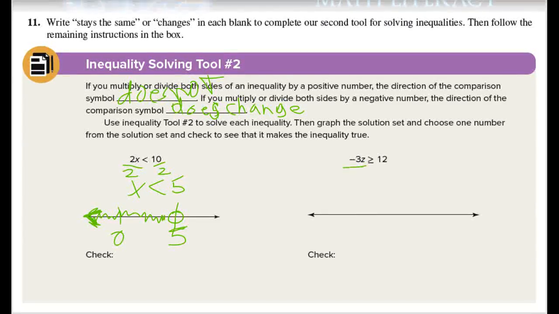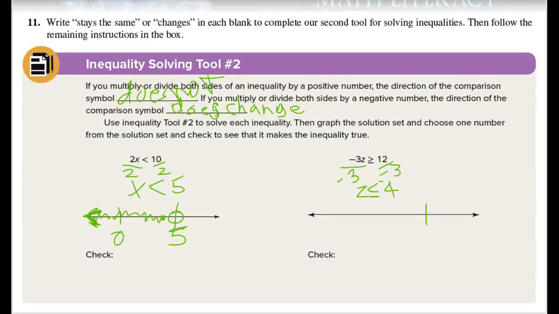If we come over here, same thing. We divide both sides by -3. We end up with z and 4. What we found, though, was we had to flip our inequality around. So now z actually has to be less than or equal to -4.